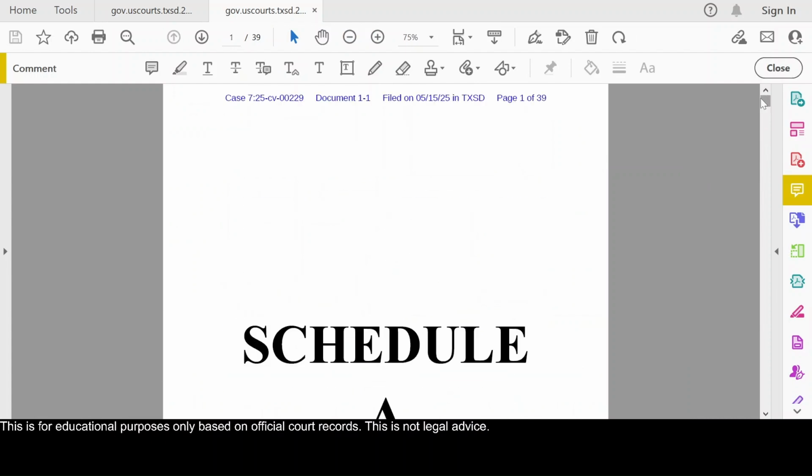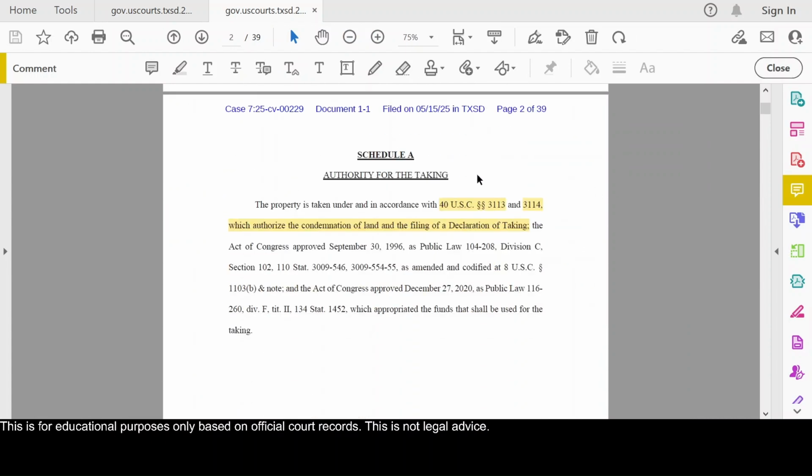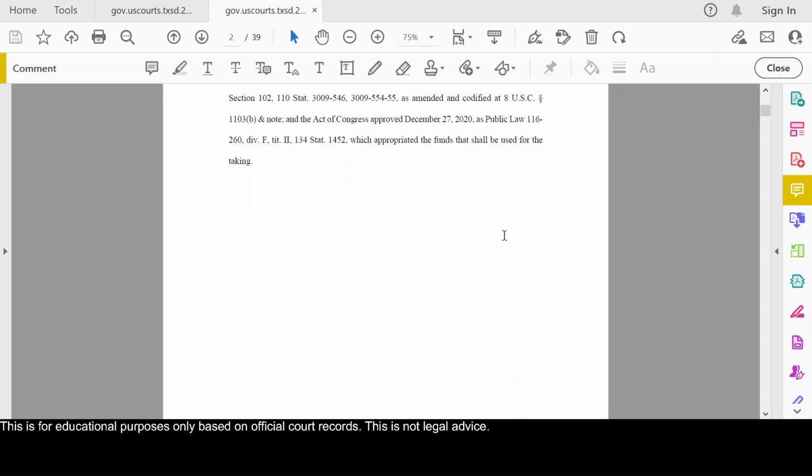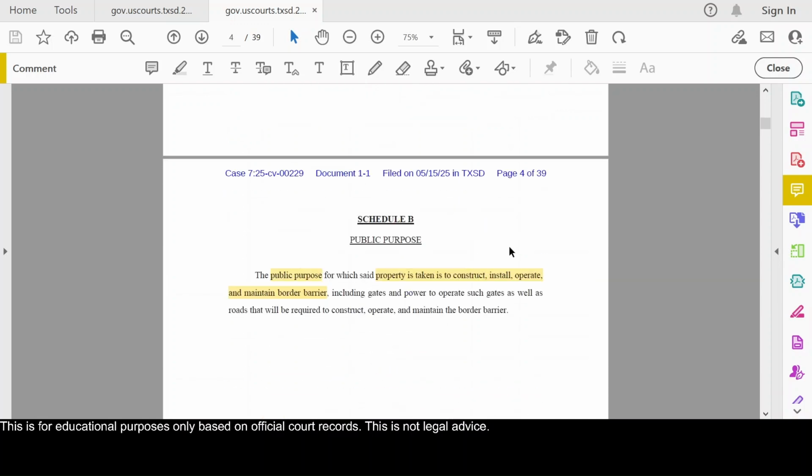Here is Schedule A. What is the authority for them to take this property? They're saying it's under 40 U.S.C. 3113 and 3114, which authorize the condemnation of land and the filing of a declaration of taking. When you look at these complaints over time, the government seems to almost always win these types of cases where they offer compensation. And I think the only thing you can pretty much fight on is compensation. Regardless, in most of them, at least that I looked at, my feeling is that they end up winning.